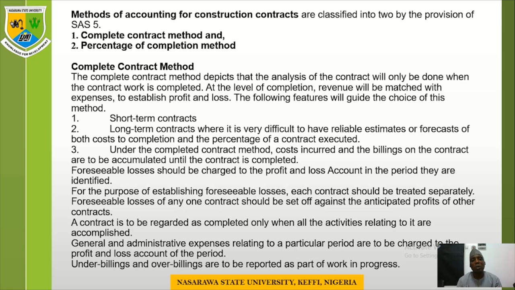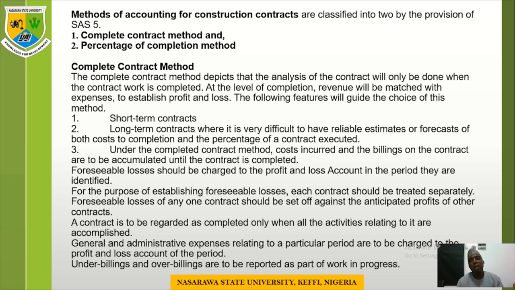On the complete contract method, here we are saying that the complete contract method depicts that the analysis of the contract will only be done when the contractor's work is complete. Whatever expenses, whatever amount incurred in the course of the construction work, you shall be paid whenever the work has been completed. But at the level of completion, revenue will be matched with expenses.